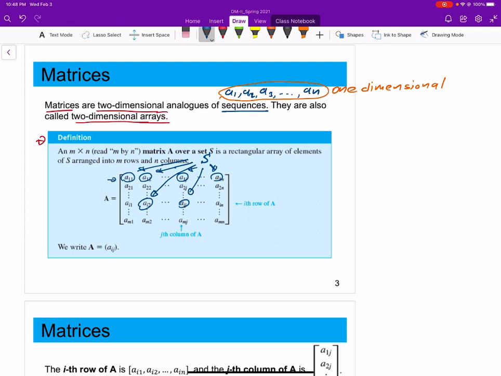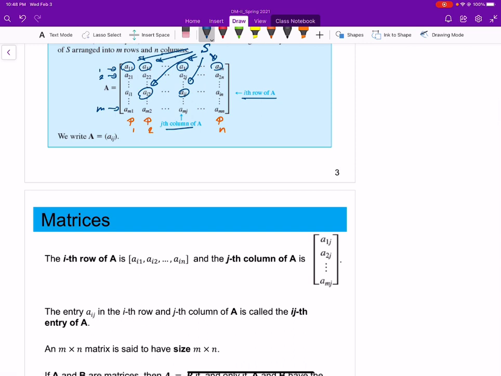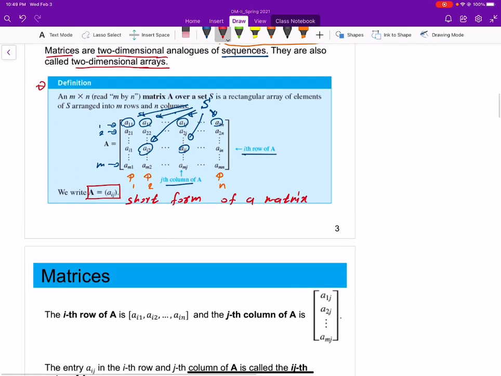So these are the rows, 1, 2, and it has m rows, and then n columns: column 1, column 2, and so on up to column n. We call this the ith row and this the jth column. So this is the definition of a matrix. The short form of a matrix is this. Rather than writing this big thing, you could write a matrix like this, in a simple format.